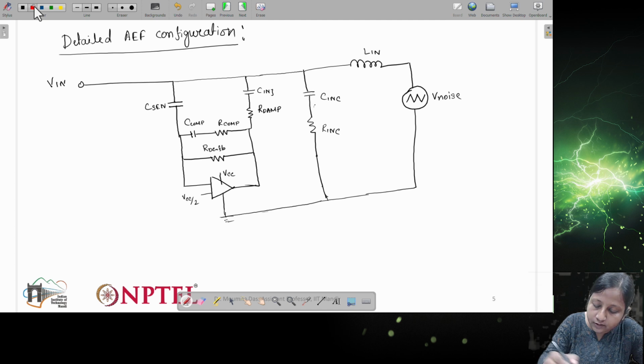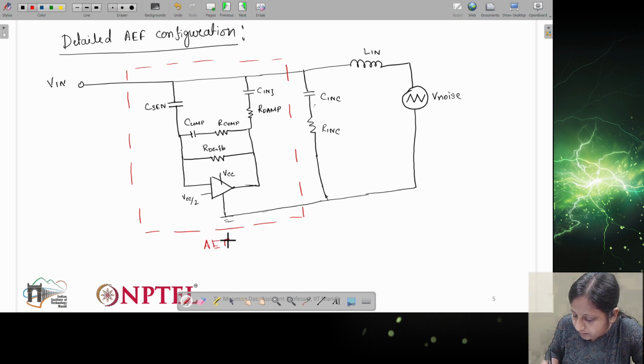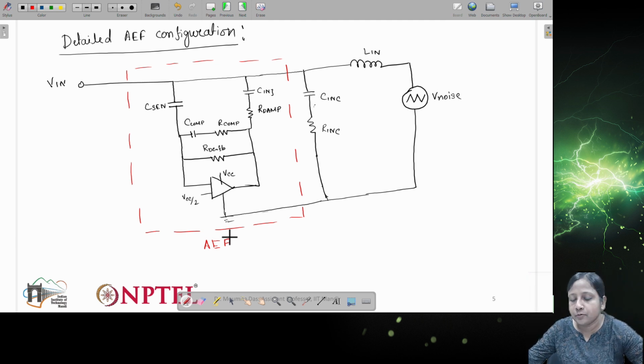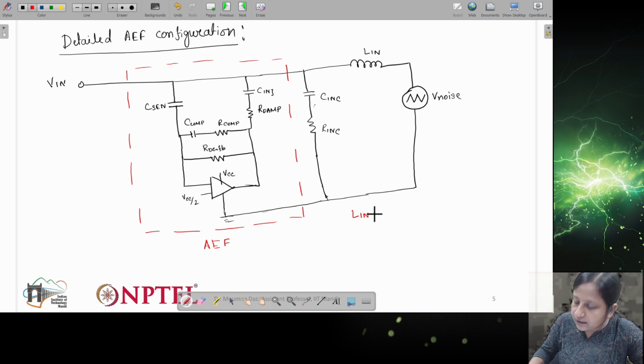Right? This part is our active EMI filter. Now, if I have to discuss the details of these different components, probably I can just write down here. So you can see here there are different components. Let me write them down in a different color. I start from L in. L in is the differential mode inductor.